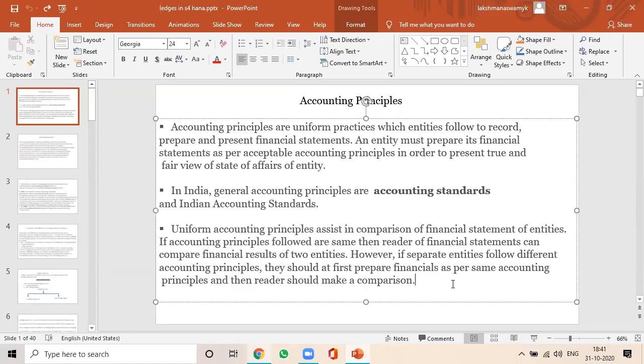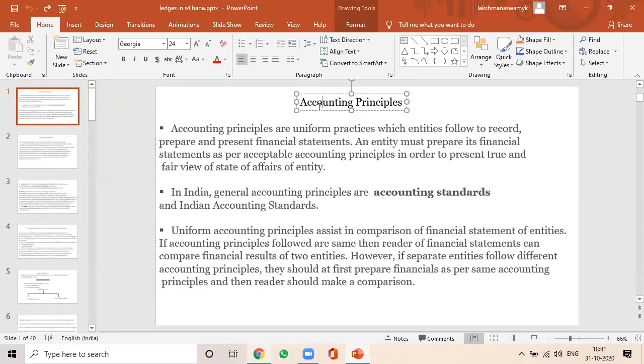Not only two company codes, all the company codes operating in India have to follow the same principles and standards so that the analysis is easy for the shareholders. However, if separate entities follow different accounting principles, they should at first prepare financial statements as per the same accounting principles, and then readers should make a comparison. So that is the meaning of accounting principles. Accounting principles means common accounting standards, common accounting procedures in which the books of accounts are maintained and presented to the shareholders.